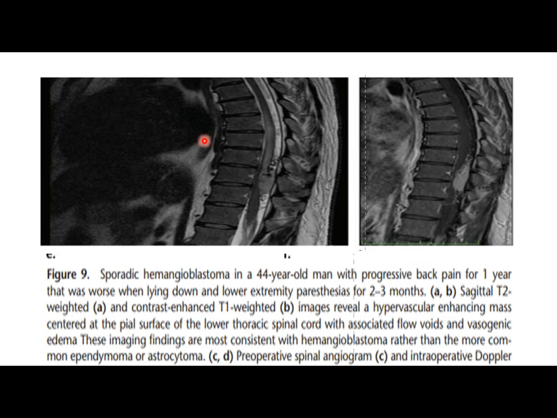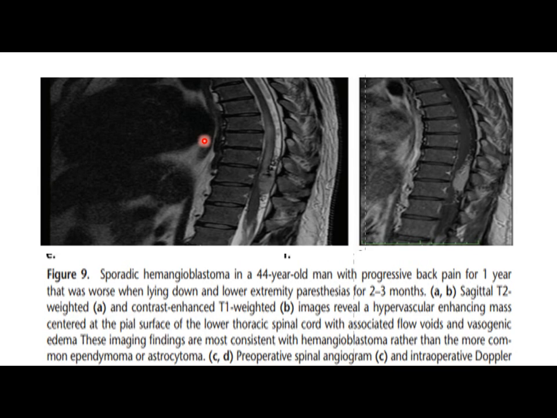And sporadic hemangioblastoma. Hemangioblastoma is a non-neuroepithelial tumor, and it occurs as the third most common after ependymoma and astrocytoma. It occurs in less than 10% of cases. 80% arise from the cerebellum, and 20% arise within the intramedullary portion.